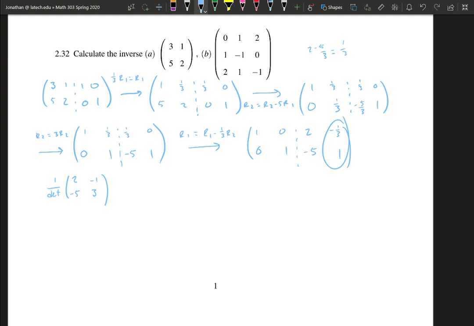Anyway, let's see, where did I mess up? Oh, I forgot to multiply this by 3. That's what it was. Right here, this should be a 3. And then this becomes -1. So the inverse is 2, -1, -5, 3 for the 2 by 2. Now the 3 by 3.